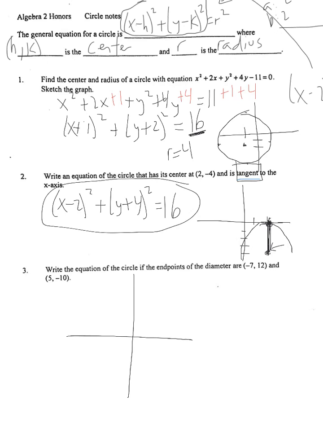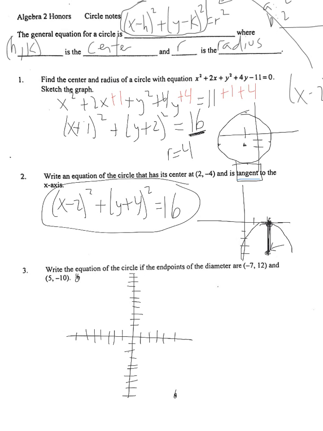So (5, -10): 1, 2, 3, 4, 5, then 1, 2, 3, 4, 5, 6, 7, 8, 9, 10. Just for visual purposes. (-7, 12): 1, 2, 3, 4, 5, 6, 7, then 1, 2, 3, 4, 5, 6, 7, 8, 9, 10, 11, 12.